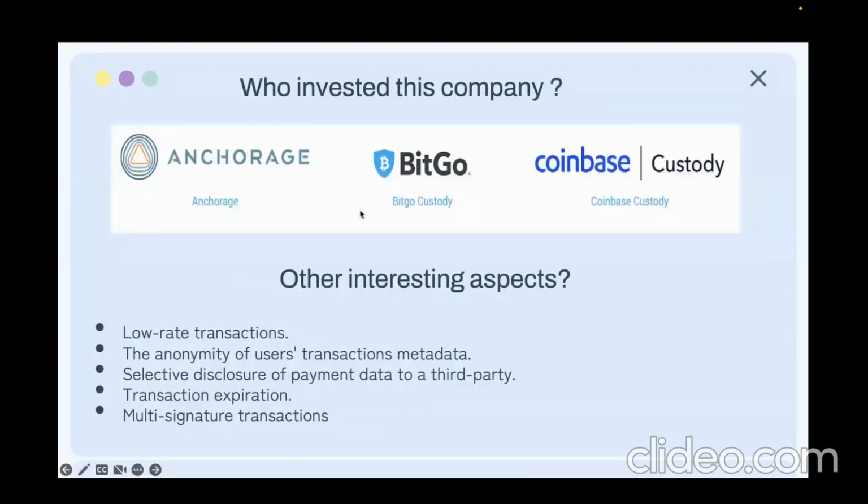Here, there are some companies that invested in this blockchain technology, and there are more interesting aspects. That is my introduction of Zcash. Thanks for giving this opportunity.